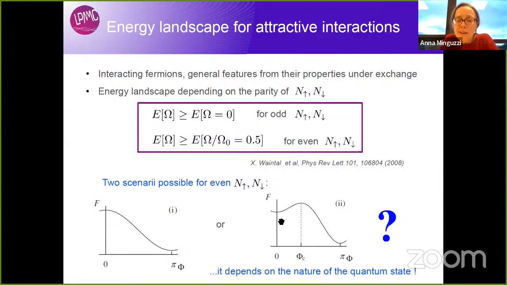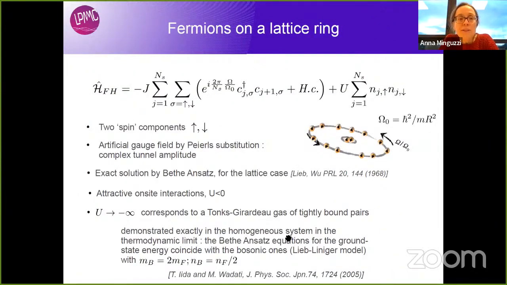So what happens really? It depends on what type of state we have. Let me show that we have a specific answer to this question in the case of fermions with attractive interactions. Let me consider here the model for fermions. It's the Fermi-Hubbard model, again on a lattice, subjected to an artificial gauge field. And again, the interactions U are attractive. Since we have fermions, we consider two-component fermions in order to have interactions in S-wave. Otherwise, there are no S-wave interactions for spin-polarized fermions.